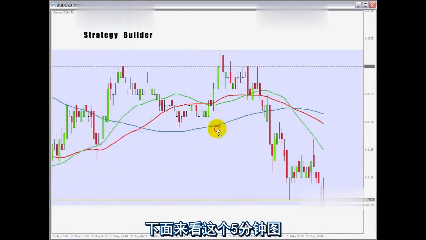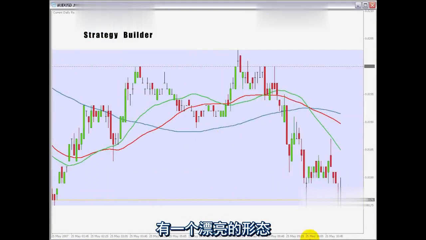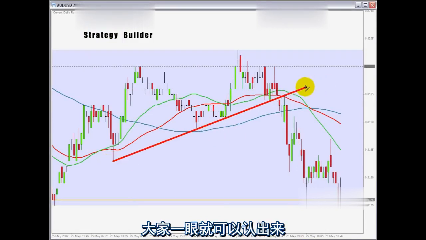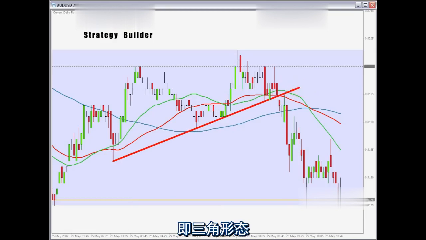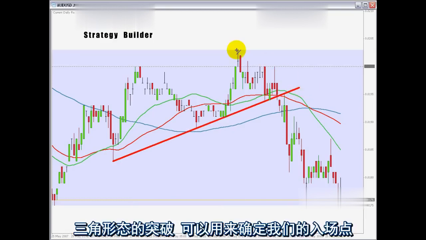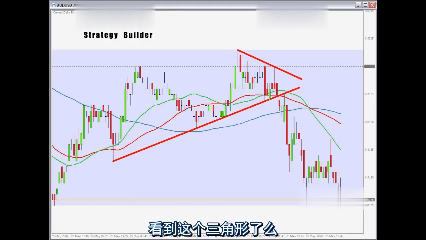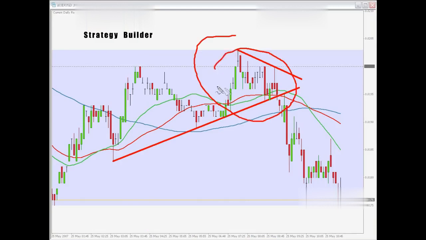So in the 5-minute chart, okay, we see a nice formation that you'll probably recognize very quickly, all right? It's a triangle formation, okay, and the breakout of that triangle can be used to trigger our entry, all right? Do you see this triangle, guys? Right there, all right? You see that?